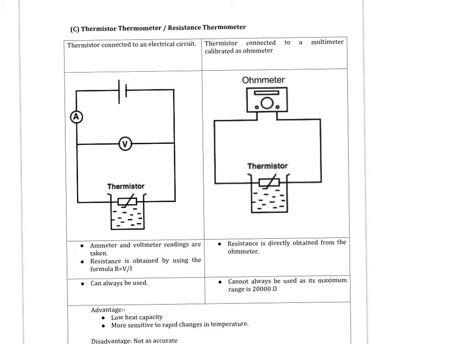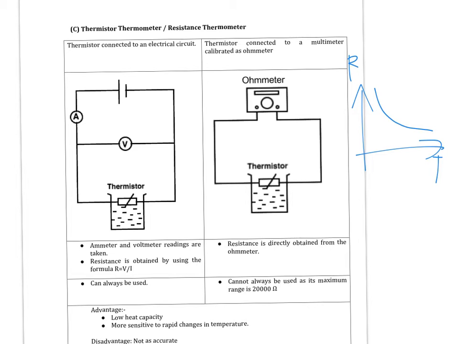So bear in mind, if the question talks about just a resistance thermometer, they're referring to this thermistor. If they want to refer to the platinum resistance thermometer, then they will specifically say platinum resistance thermometer. So let's look at how your thermistor thermometer works. Now remember, in your AS, the thermistor's resistance will actually decrease with temperature.